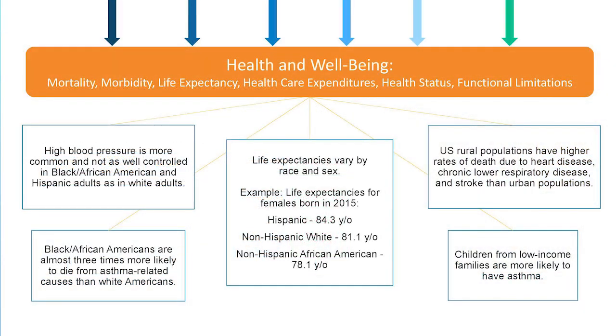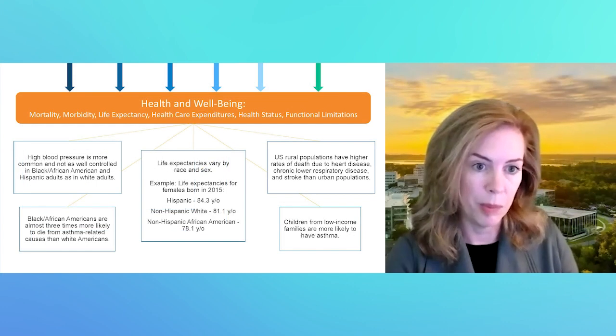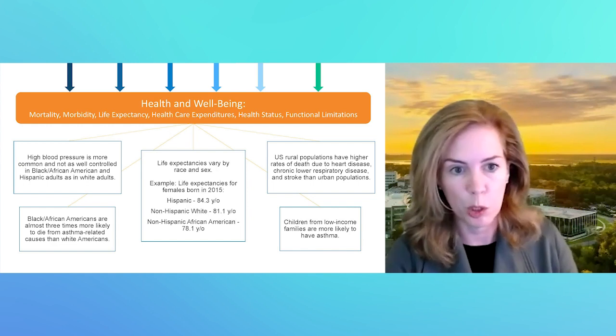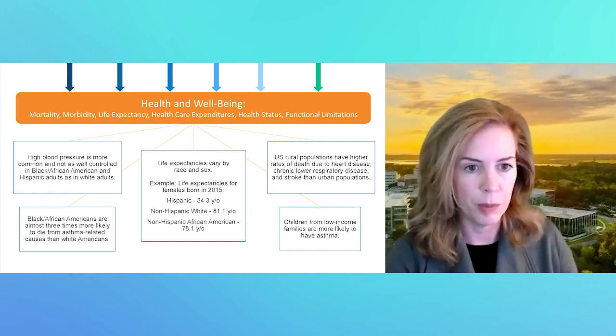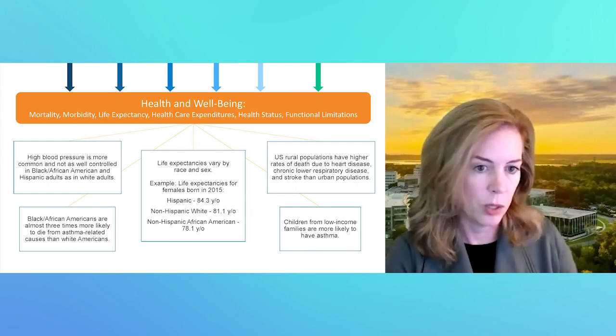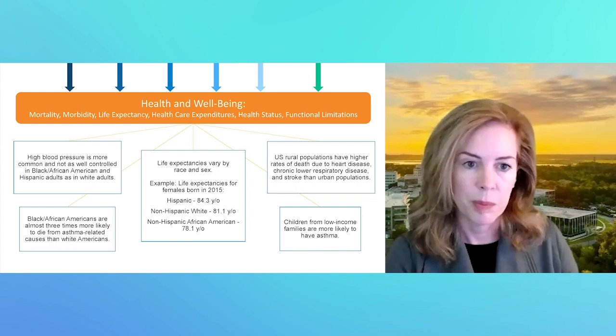The first example, life expectancy. It varies by race and gender. So, quick statistics across the United States. Hispanic females have a life expectancy of over 84 years, and this is for females born in 2015. But you look all the way down, for African Americans, their life expectancy is just over 78 years.